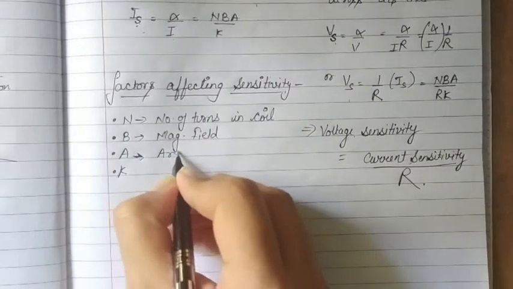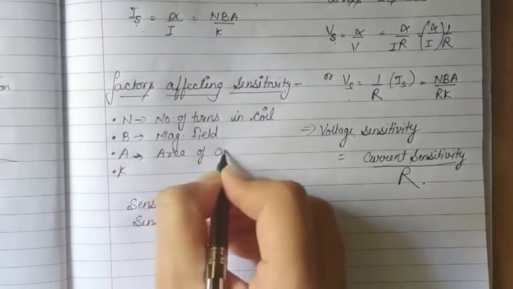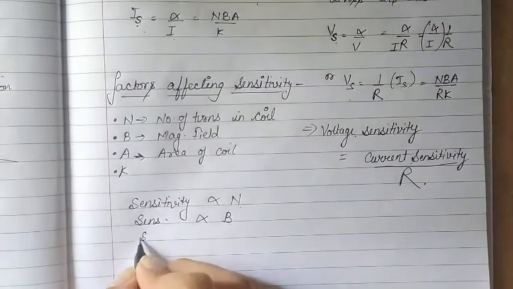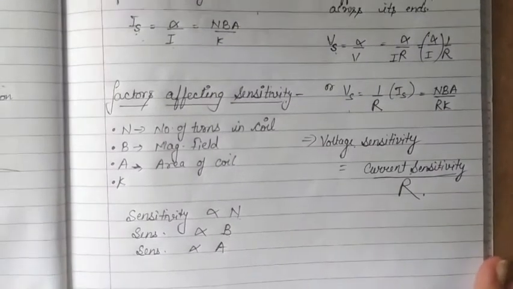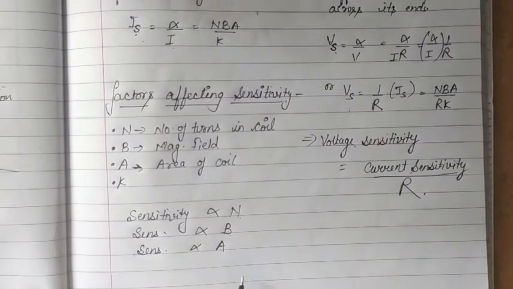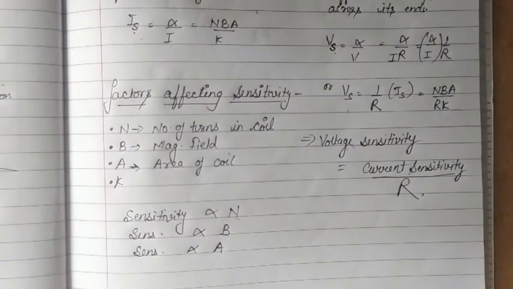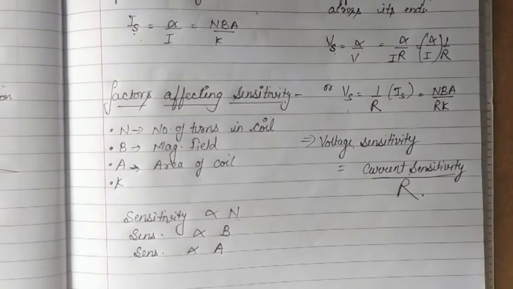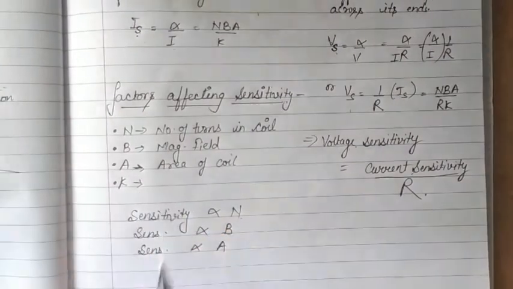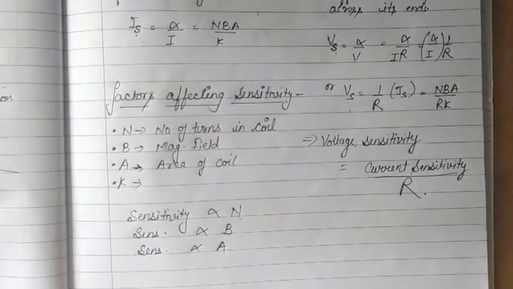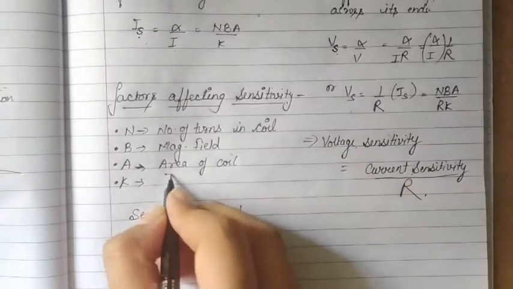The next thing that affects the sensitivity of a moving coil galvanometer is area of the coil. Capital A is the area of coil. Again, sensitivity is directly proportional to capital A, which shows that by increasing the area of the coil, capital A, the sensitivity of a moving coil galvanometer can also be increased. And the last factor on which this sensitivity of moving coil galvanometer depends is the torsion constant.